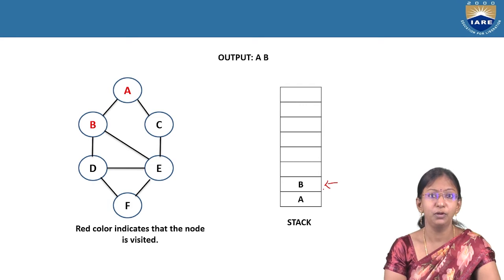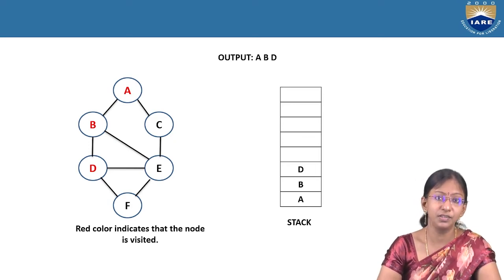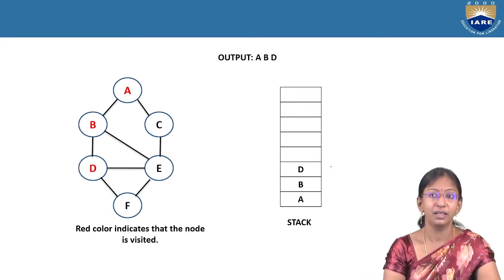From B's point of view, who are the neighbors of B? The neighbors of B are A, D and E. All 3 are neighbors of B, but our concentration is only on the unvisited neighbors. A has already been visited, so the unvisited neighbors of B are D and E. Choose one of them to traverse. I have chosen D. As D is the current node, it is pushed into the stack, and as it is visited, I send it to the output. Now on top of the stack is D.